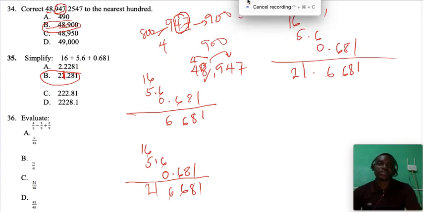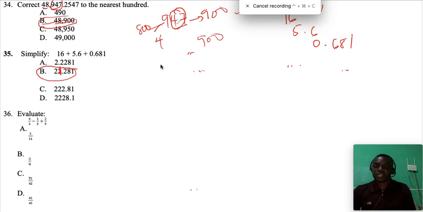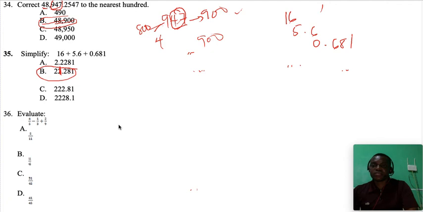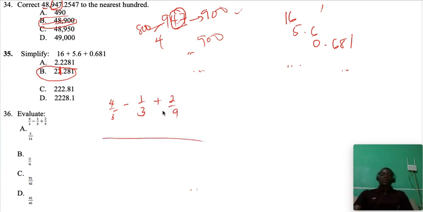So let's continue. Question 36. We have to evaluate a particular fraction, and it is 4 over 5 minus 1 over 3 plus 2 over 9. So we find our LCM. LCM of 5, 3, and 9 to be 45. 5 goes into 45, 9 times. 9 times 4 is what? 36. Then 3 goes into 45, 15 times. Times 1 is 15.